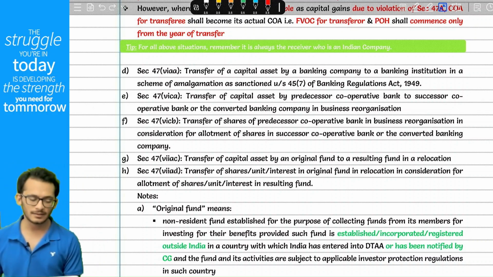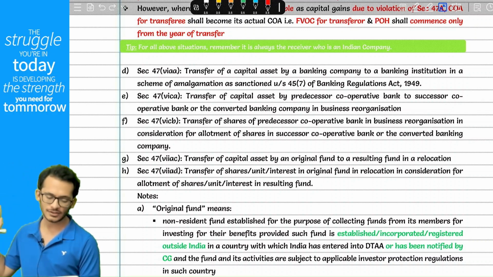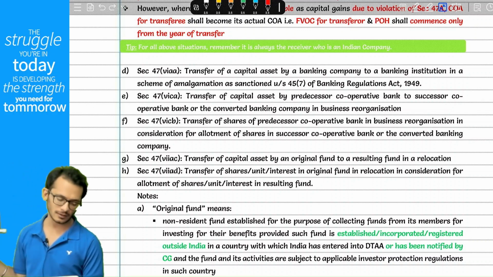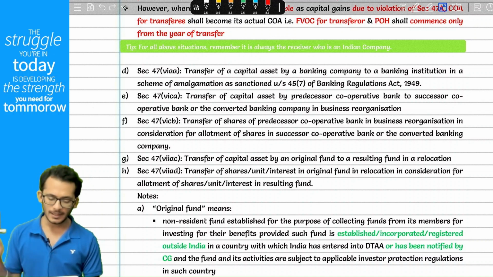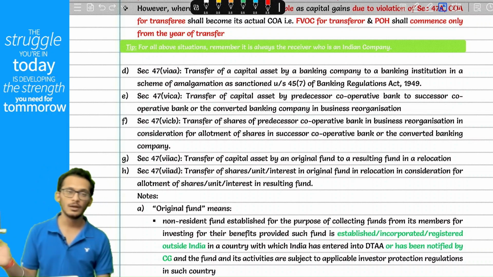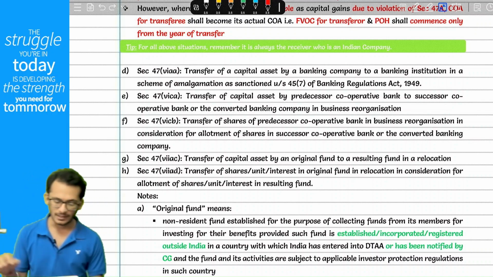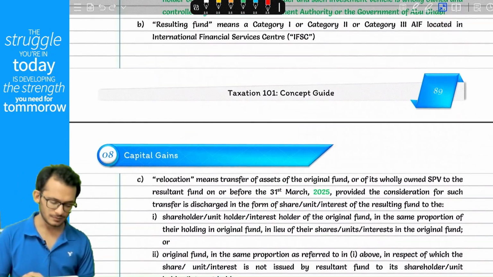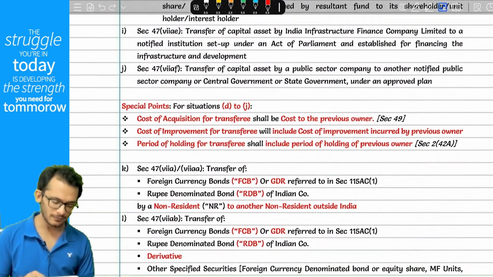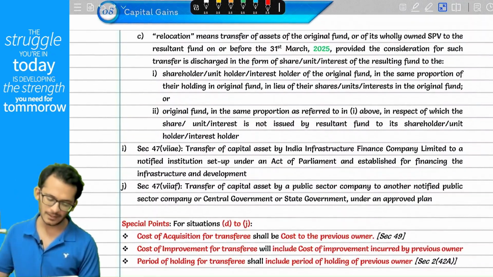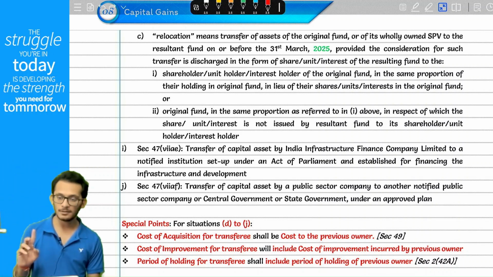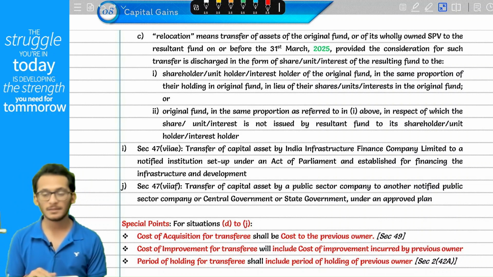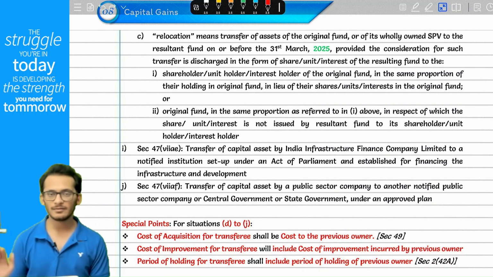There are items like transfer of a capital asset by a banking institution, predecessor cooperative bank to successor cooperative bank in a reorganization, original fund to resulting fund, any kind of shares or units in an original fund allotted in a resulting fund. All these are transactions not regarded as transfer. Then you have any kind of transfer of a capital asset by an Indian infrastructure company to notified institutions, any kind of transfer of a capital asset by a public sector company to another public sector company. Don't read all this from an exam perspective.